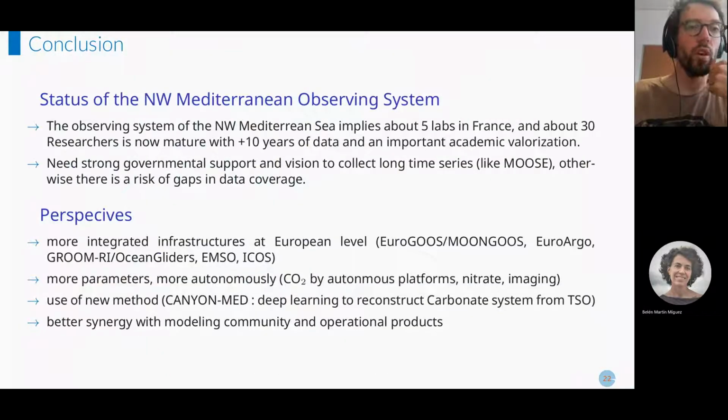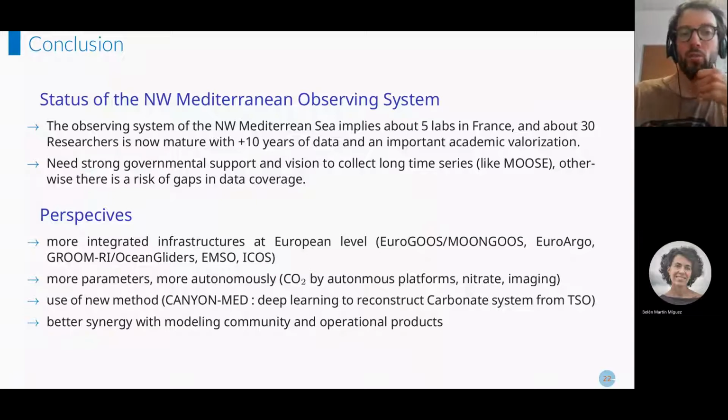Okay, so to conclude, I'll just say a word on the status of the Northwestern Mediterranean observing system. It involves quite a lot of people in France, different labs, and also close international collaborations. It's now quite mature, with more than 10 years of data collected, and already important academic valorizations.